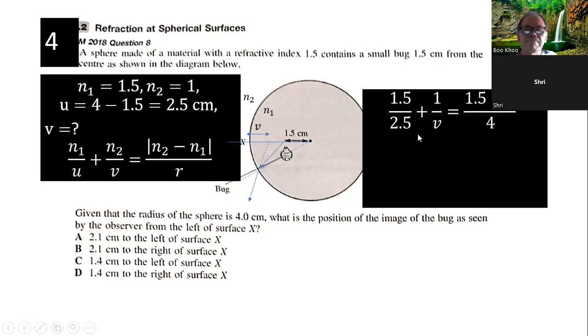Put in your value. N1 is 1.5. U is 2.5. 1 over V. Then 1.5 minus 1 over 4. So you get 2.11 cm. B. That's where your V is. 2.1 cm to the left of X.